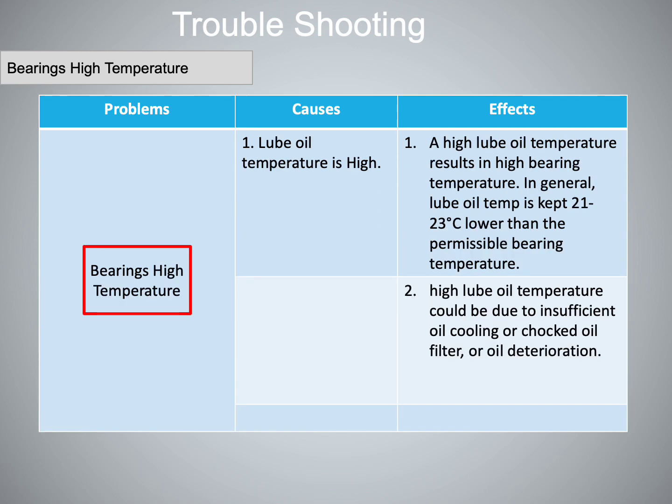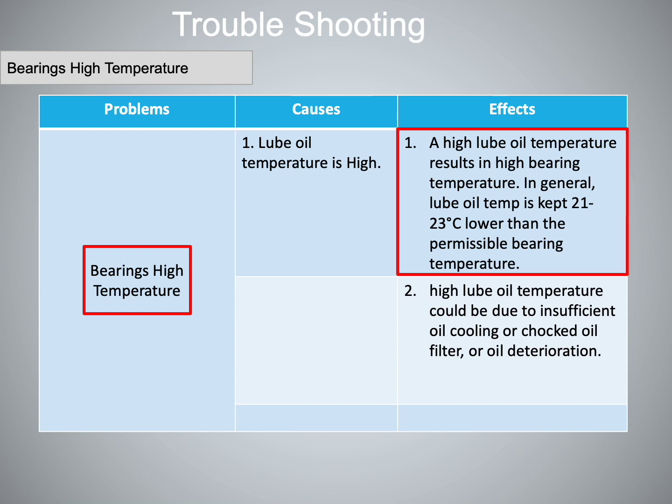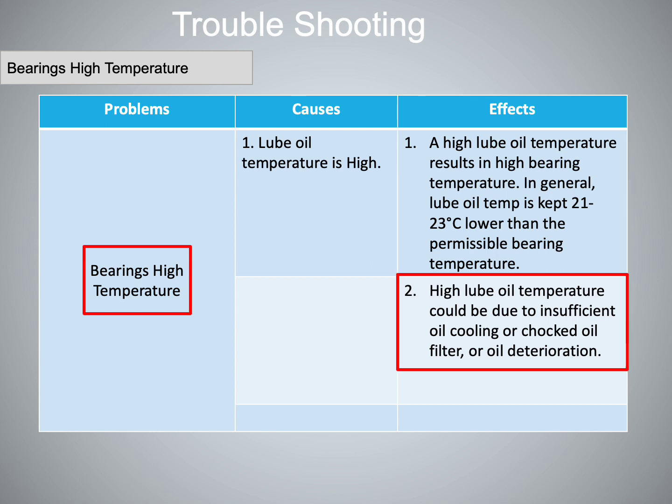Bearings, high temperature. Lube oil temperature is high. A high lube oil temperature results in high bearing temperature. In general, lube oil temp is kept 21 to 23 degrees Celsius, lower than the permissible bearing temperature. High lube oil temperature could be due to insufficient oil cooling or chocked oil filter, or oil deterioration.